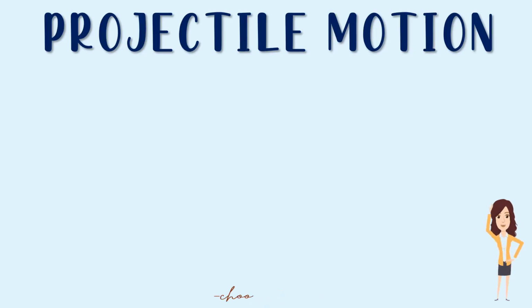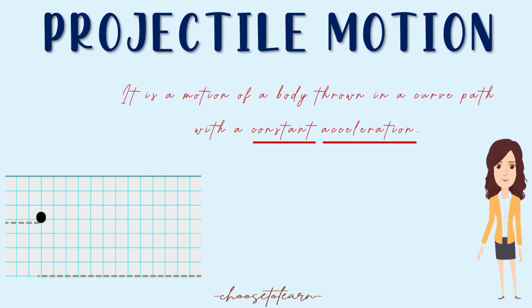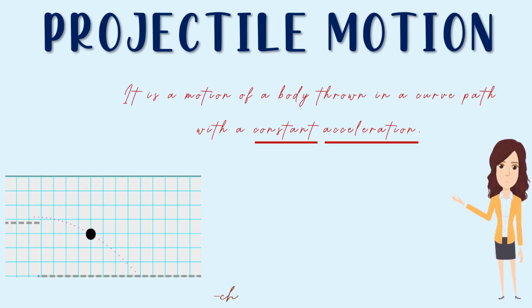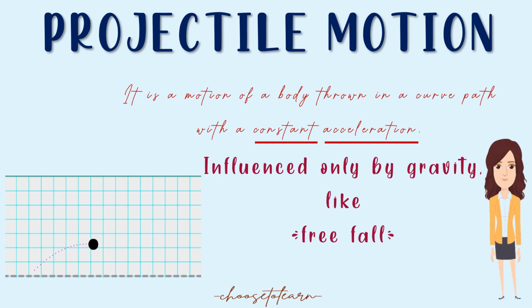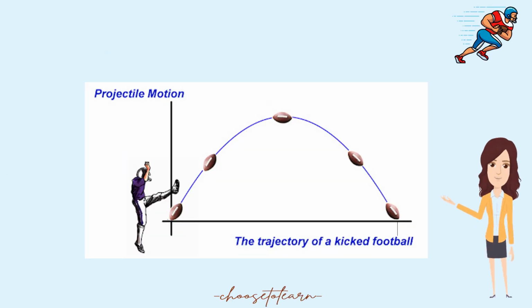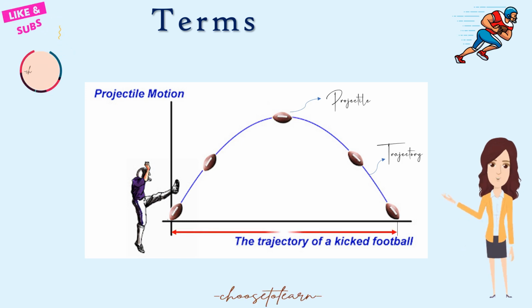Hi everyone! Last week we talked about projectile motion. We also mentioned that projectile motion refers to a body that is thrown in a curved path with constant acceleration. And that means that it is influenced only by gravity. We also discussed the different terms that will be used in projectile motion. These are projectile, trajectory, and range.